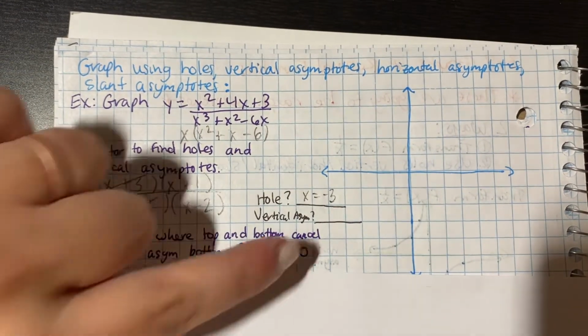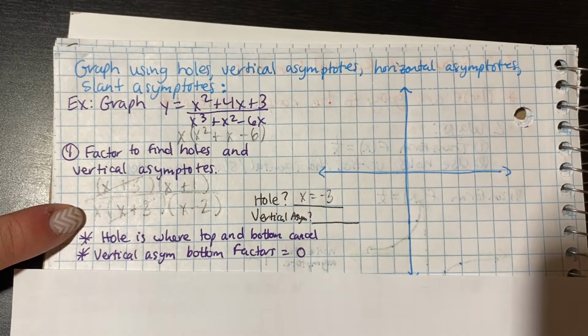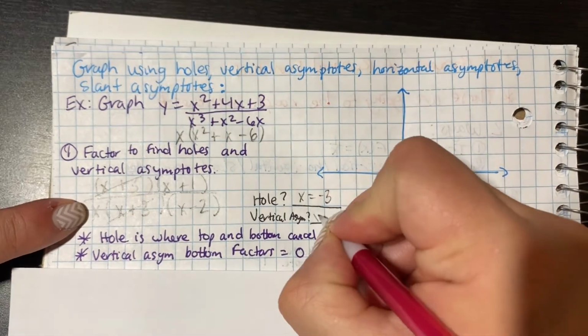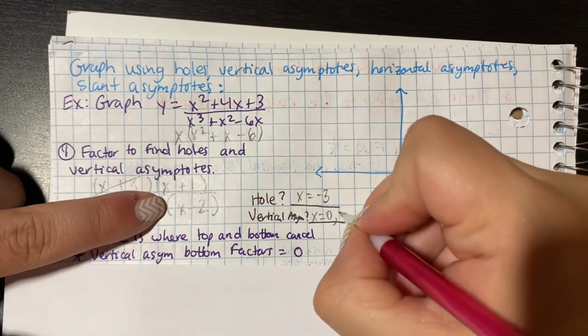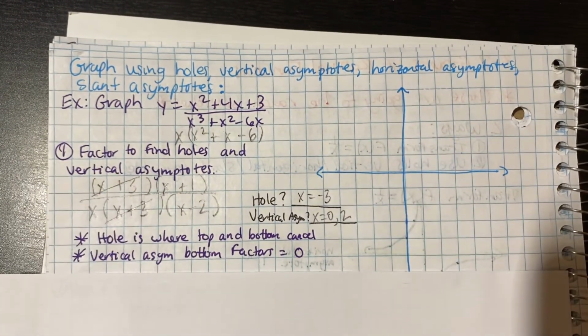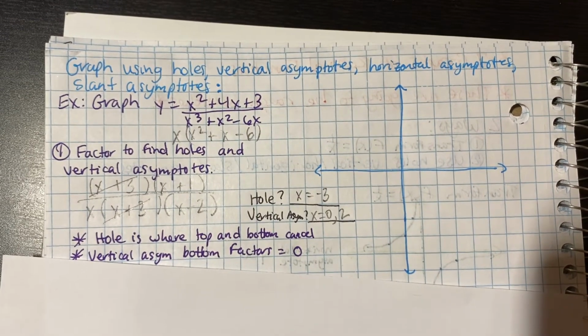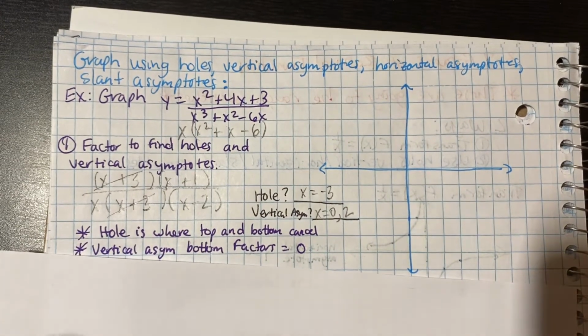Right? Vertical asymptotes are going to be where the bottom factors equal 0. So this right here would be x equals 0, and to make this 0, x would have to equal 2. All right, I know we're digging back into last year. So that's the first thing we look at. Actually, we can add our vertical asymptotes to the picture.